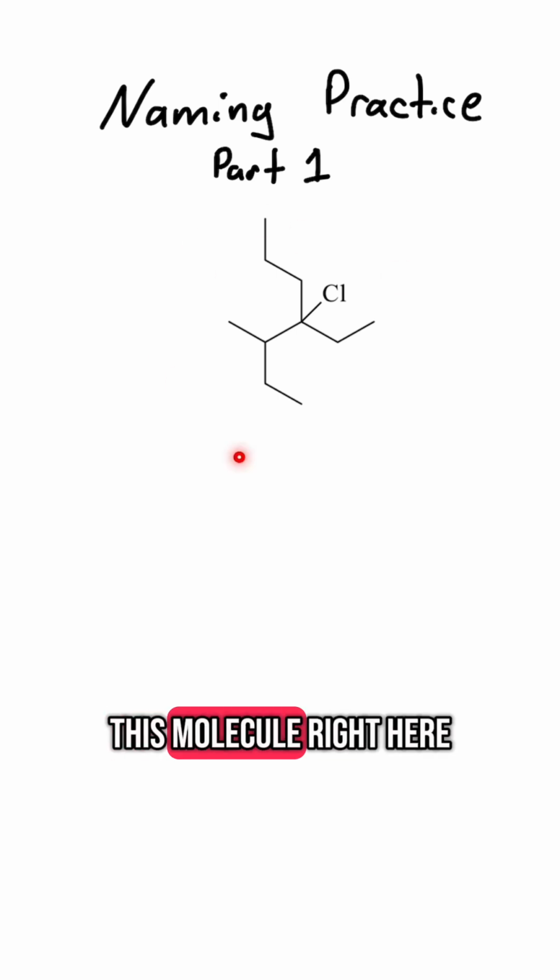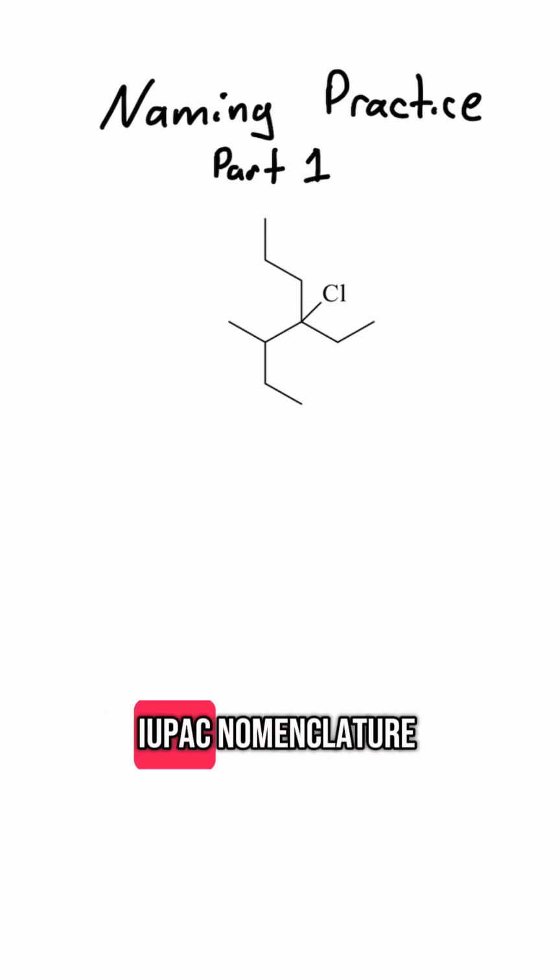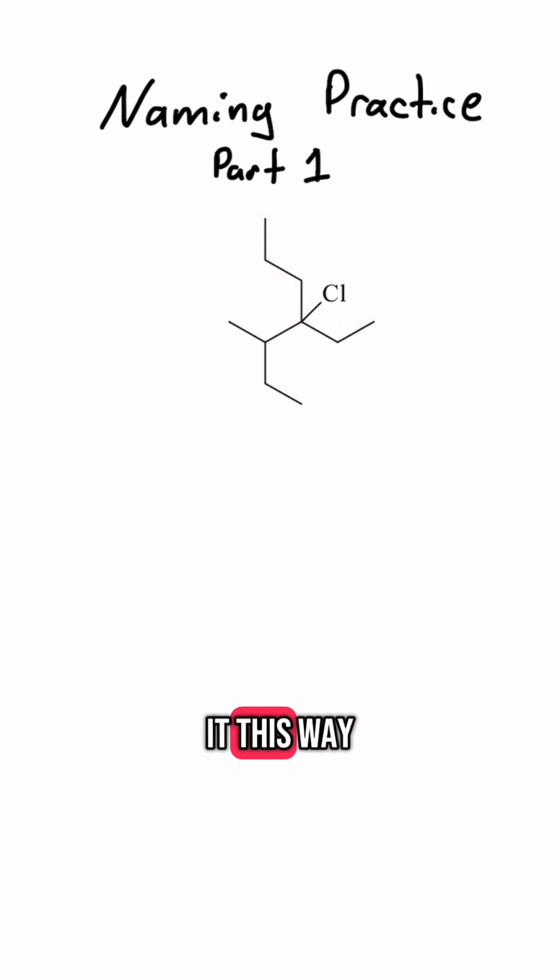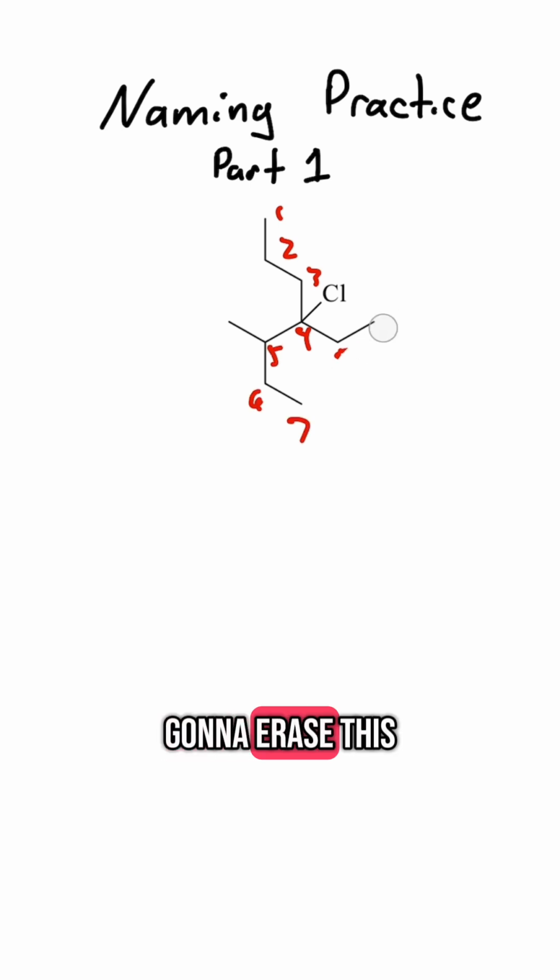So we have this molecule right here, and we're going to name it using IUPAC nomenclature. Remember, the first thing we need to do is find that biggest chain. So we start here, and is it this way or is it this way? So let's number it. Use red. So we go 1, 2, 3, 4, 5, 6, or if we go this way, it's 5, 6, and 7. We're going to erase this. So this is our chain. And so that's our base chain or parent chain.